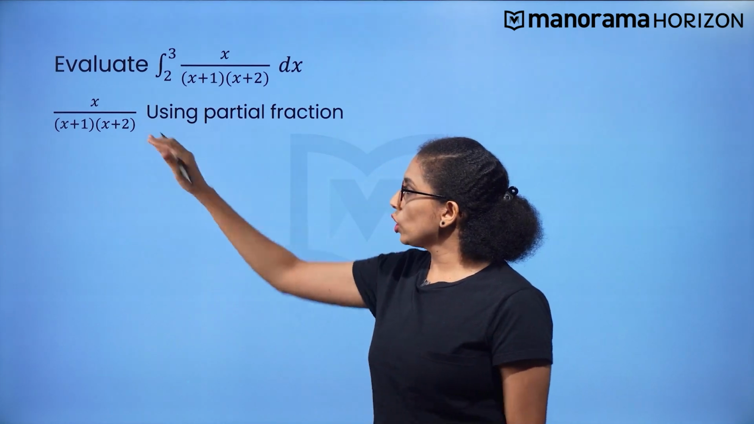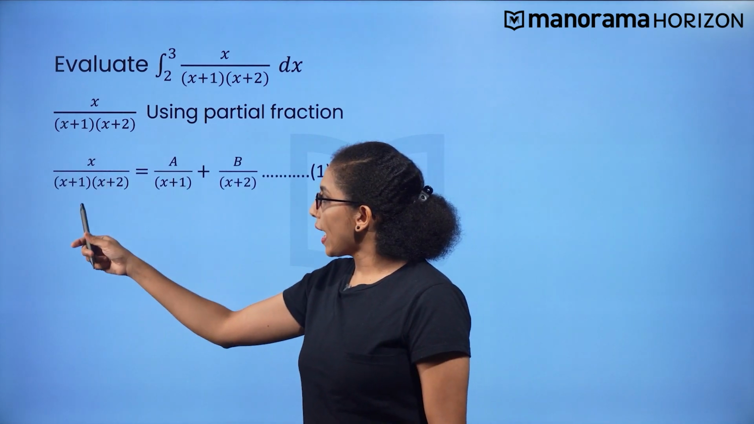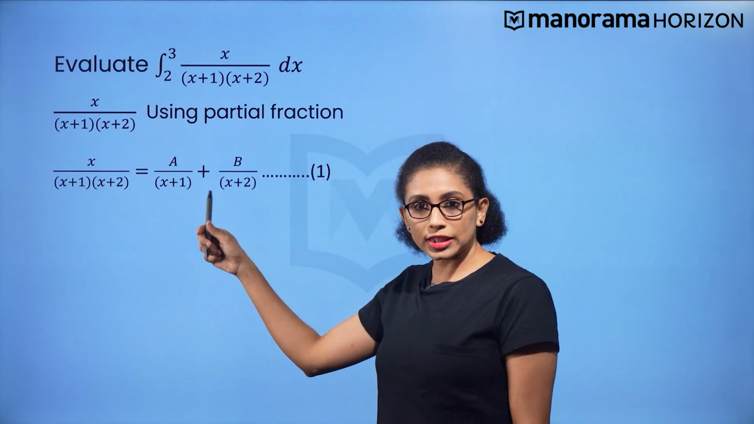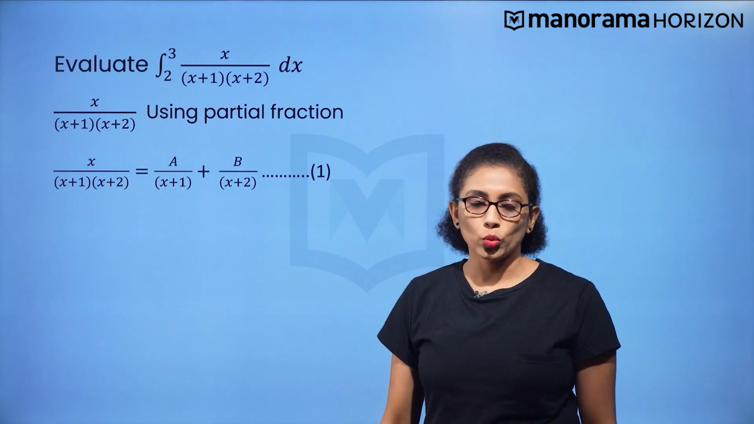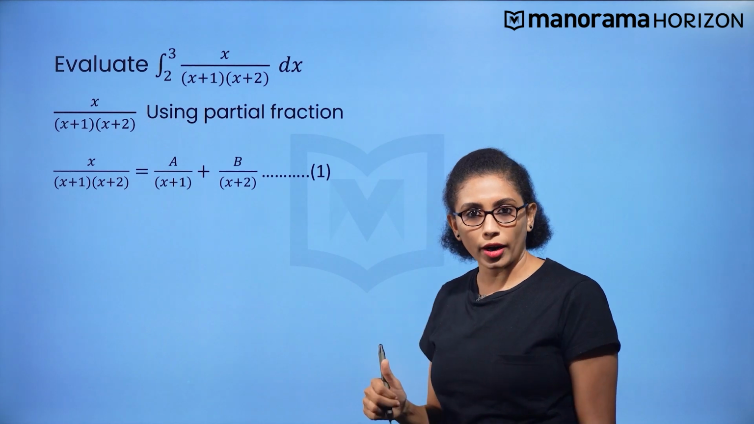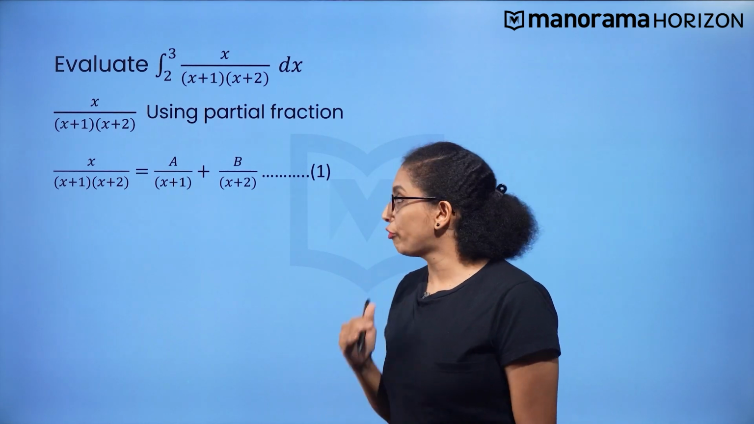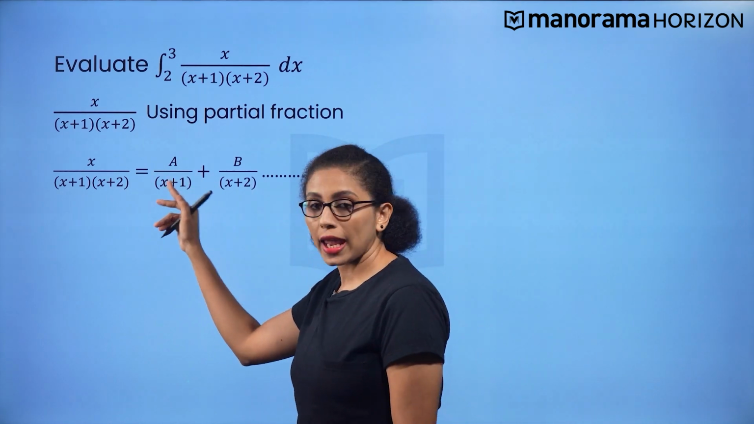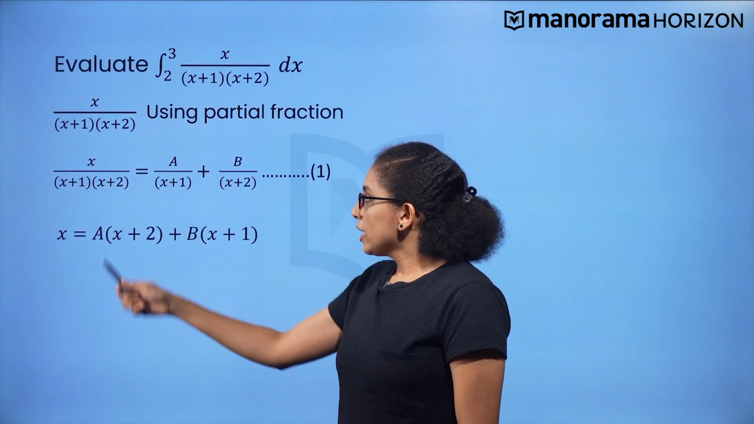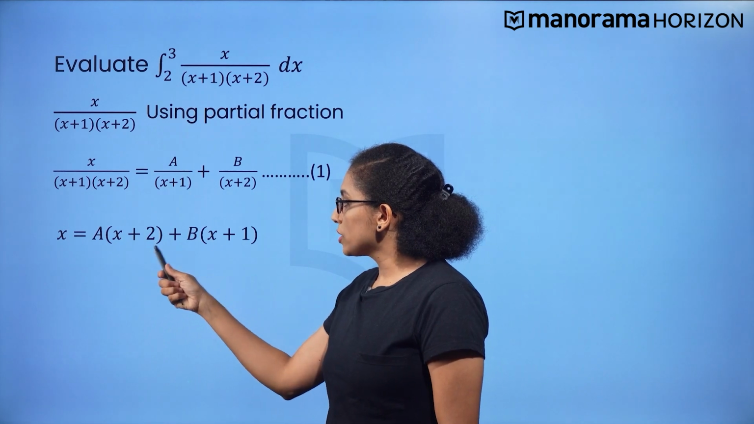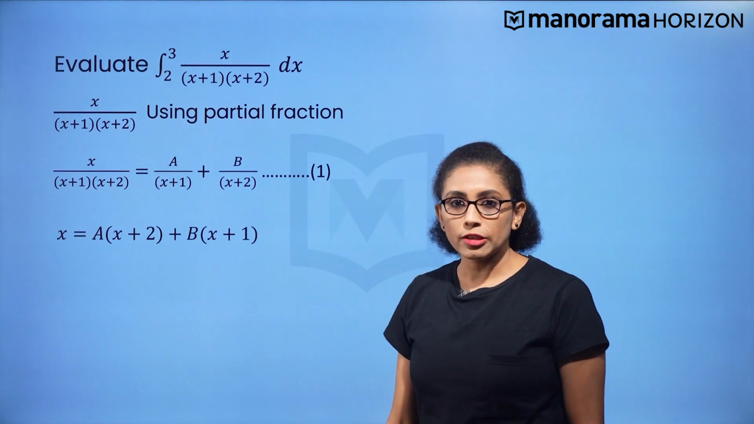So, we can reduce this: x by (x plus 1) into (x plus 2) can be written as a by (x plus 1) plus b by (x plus 2). Mark it as equation number 1. Now, we have to find the values of a and b. So, for that, x can be written as a into (x plus 2) plus b into (x plus 1).